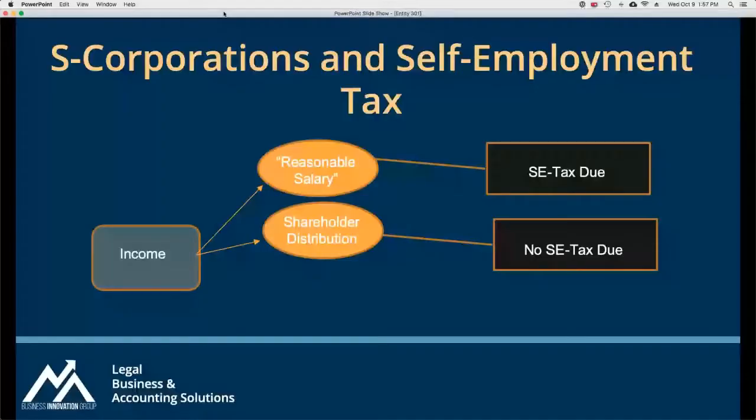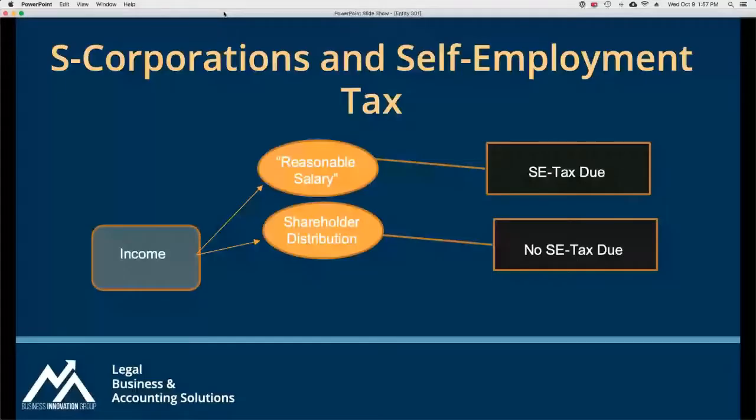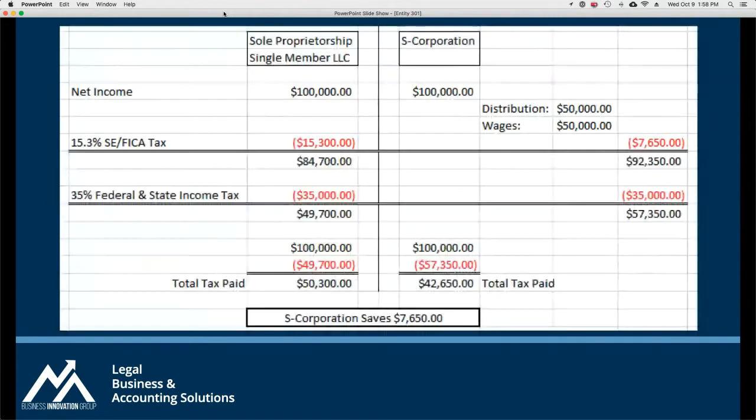I'm not going to hammer this too deeply into the ground because I've been over this maybe 5 out of the last 6 webinars, but S corporations are great because they help you plan around self-employment tax, right? Income comes into the S corporation and you pay yourself one of 2 ways: a reasonable salary and a shareholder distribution. Self-employment tax, roughly 15.3%, is due on the reasonable salary portion, but the shareholder distribution escapes self-employment tax. You don't have to worry about it.